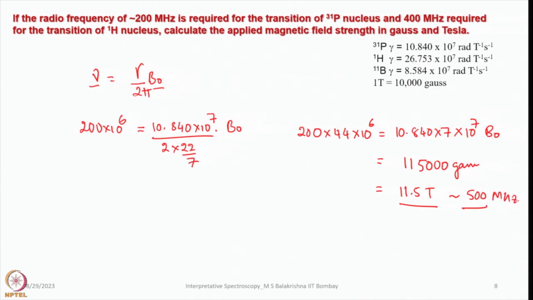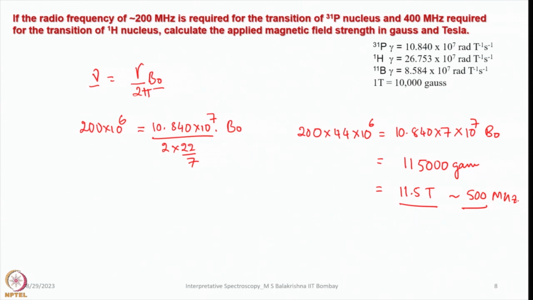So, I have given earlier this table of conversion of magnetic field strength and the corresponding frequency. You can just check from that data. It comes approximately 1,15,000 Gauss, that is nothing but 11.5 Tesla. This corresponds to 500 megahertz instrument. And if the 400 megahertz instrument, 31P nuclei requires about 161.2 megahertz radio frequency.